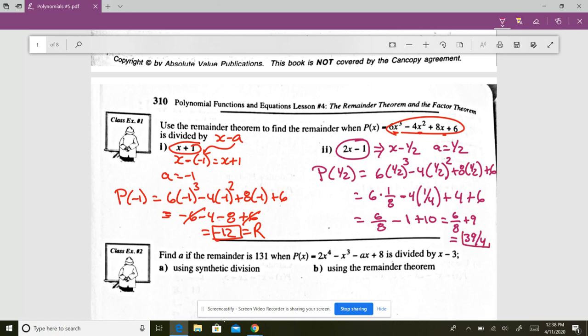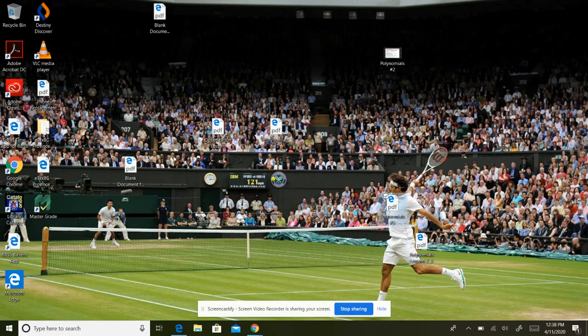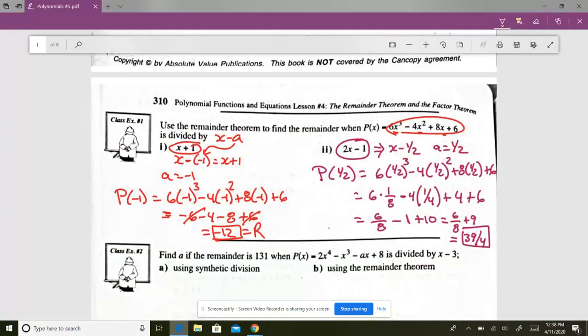Now I'm not going to ask you to do fractional stuff, but just be aware that if you go on, obviously you're going to have to know fractional stuff. So if you need to find the remainder, figure out what makes what you're dividing by equal to 0. That is your a value. And plug it into the function to see it.